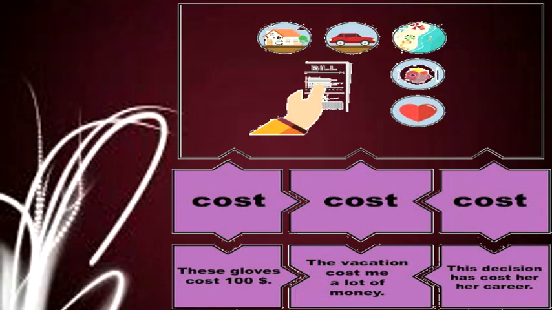All the three forms remain the same. The first sentence we have in simple present tense, using the present form cost. These gloves cost $100. The second sentence using the verb cost in past form is, the vacation cost me a lot of money. The third or the past participle form is, again cost. This decision has cost her career. Has cost her career.